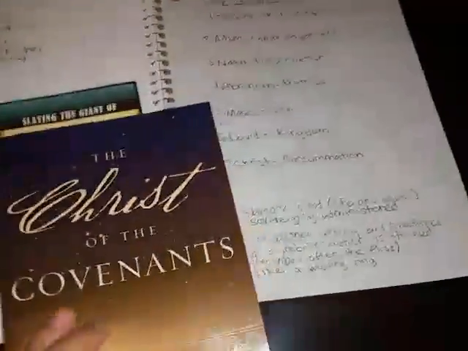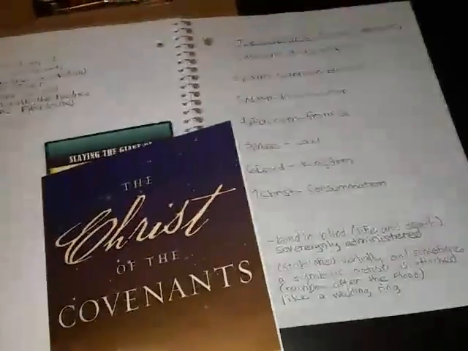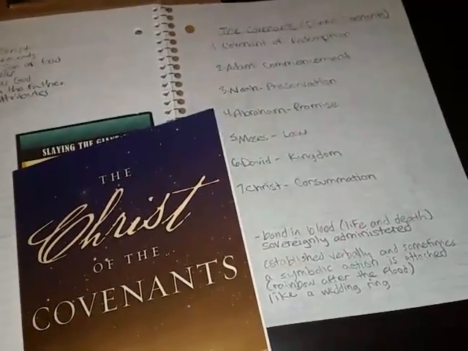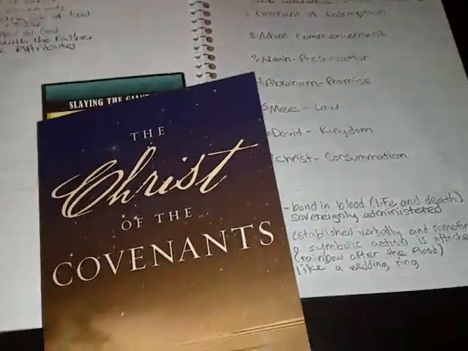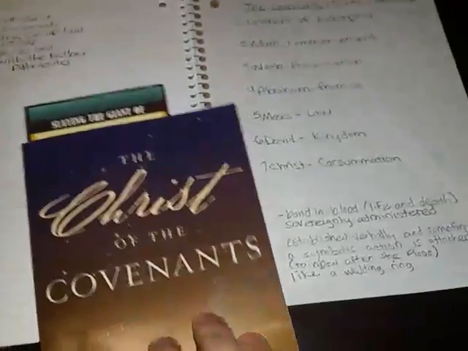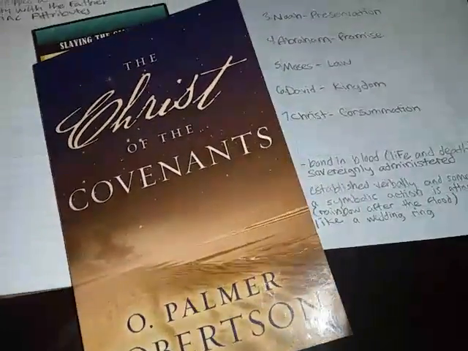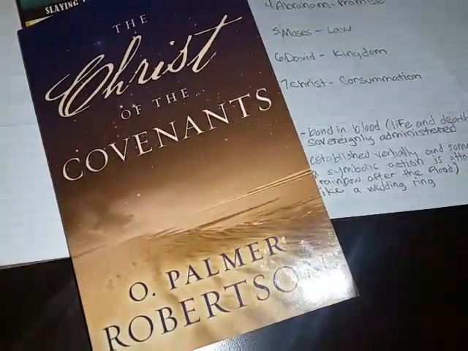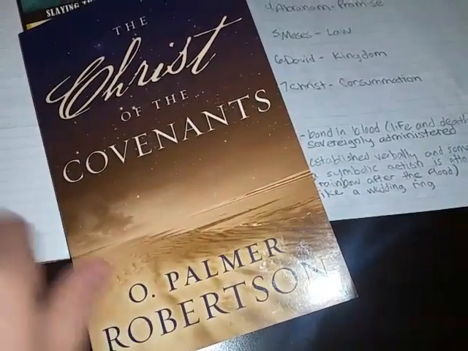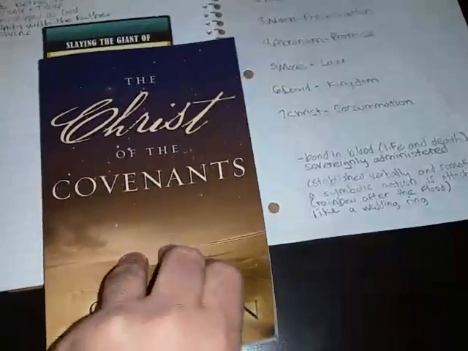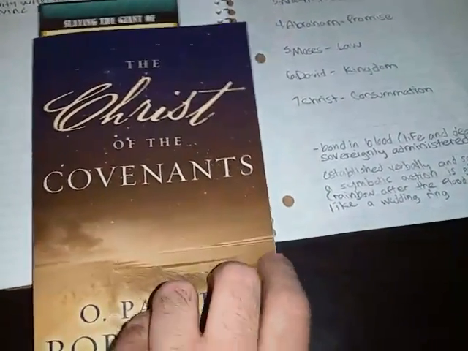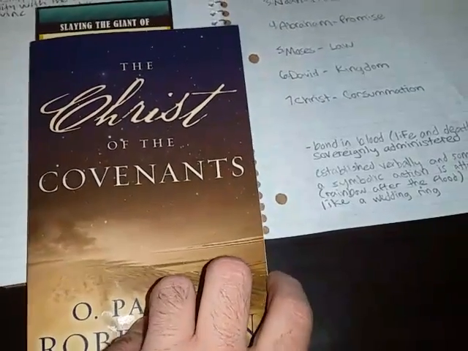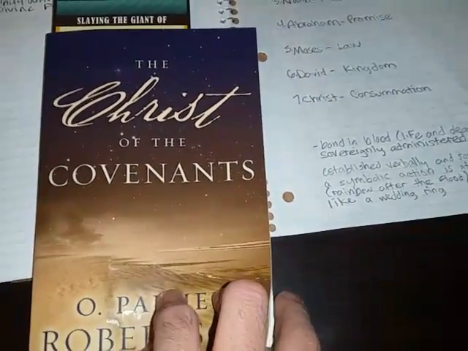I'm kind of going through this book. I want to try to go through some books. I've got a lot of them that I need to go through, and this is something I've been interested in, so I jump back and forth between different books. But this has to do with covenant theology, and from some reviews I read, this is a pretty good book. The Christ of the Covenants, O. Palmer Robertson. I don't really know that guy, but a lot of people said this was good for classic covenant theology.